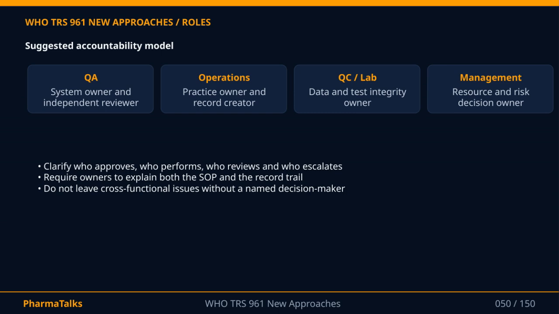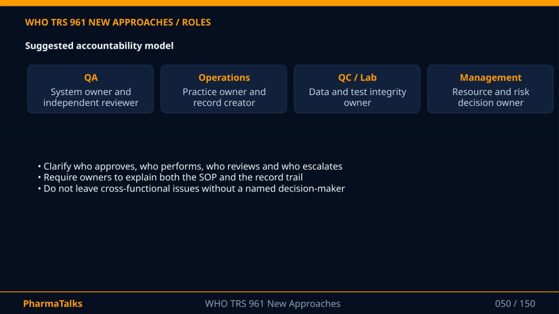For example, QA acts as a system owner and independent reviewer, while operations serve as a practice owner and record creator. QC or lab staff are responsible for data and test integrity, and management handles resource and risk decisions. A critical aspect of this model is to clarify who approves, who performs, who reviews, and who escalates issues.